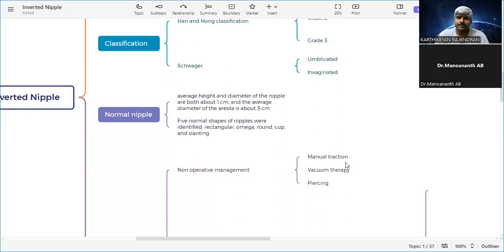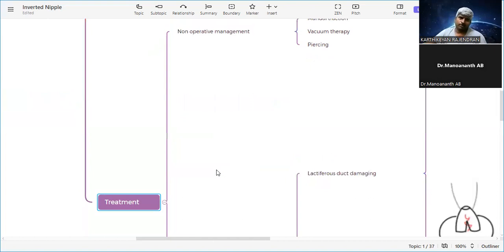Vacuum therapy uses a suction apparatus like a syringe. The vacuum is created and applied over the nipple areolar region, and we use vacuum therapy to correct the inversion of the nipple. Piercing is like ear piercing. The nipple areolar complex is pierced with a metal rod, which pulls out the inverted nipple. So that is the non-operative management available.